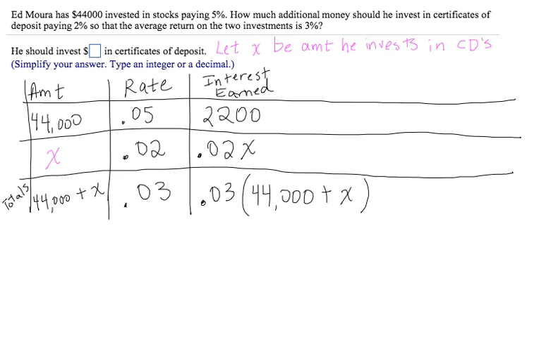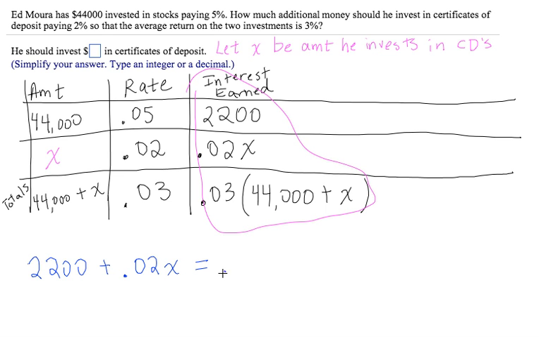So how do we convert this chart here into a usable equation that we can solve for X? Well, right here, total interest earned, we know that the 2,200 that he earns on the first 44,000 plus this many dollars that he earns from the second account should equal the total interest earned, which is this right here, 3%. So I'm going to again take this column and turn it into this equation. So we have 2,200 plus 0.02x equals 0.03 times (44,000 plus x).